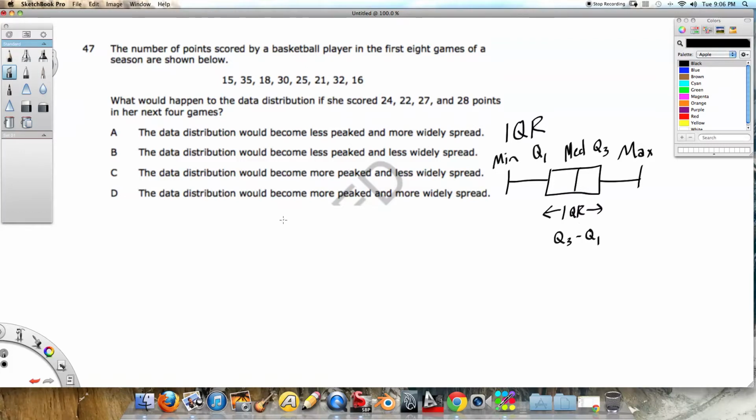So what we want to do is first look at a histogram of the set of data, then see what it looks like when we add in the new values, and then go back and look at what happens to the spread. So I'm going to first make a histogram.